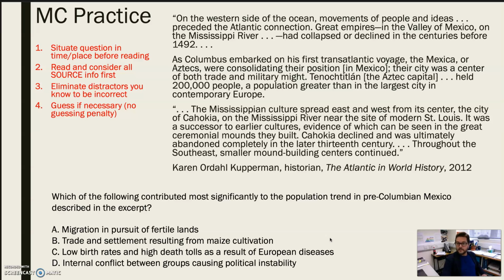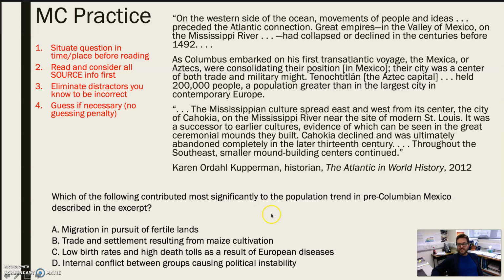All right, let's look at it. Let's first break it down and eliminate our distractors. We read the source, considered all source info. Now let's eliminate our distractors. One, low birth rates and high death tolls as a result of European disease. This is where knowing times and dates actually helps, because we know pre-Columbus, pre-1492, European diseases haven't entered into the Americas. So we can cross out C right away.